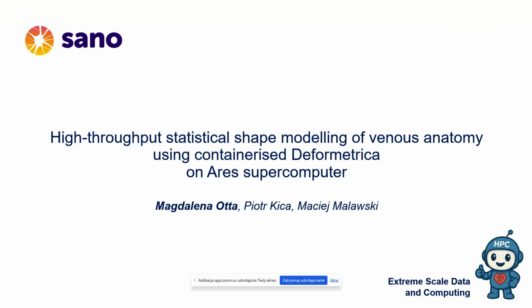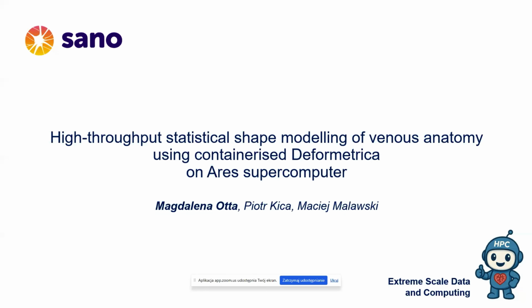Right, so my research, the application that I'll be presenting, is high throughput statistical shape modeling of venous anatomy using containerized Deformetrica on the ARIS supercomputer. The context is deep vein thrombosis in the lower limb. It is influenced by anatomy and flow disturbances, but the link between shape and hemodynamic risk metrics remains poorly quantified.